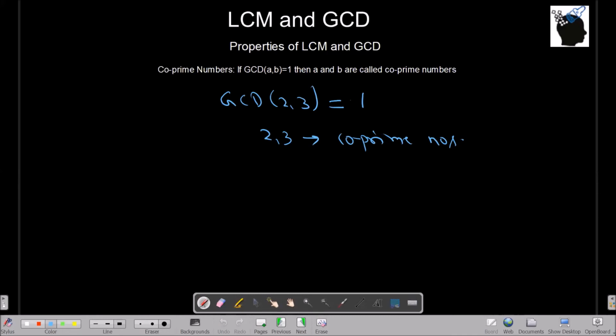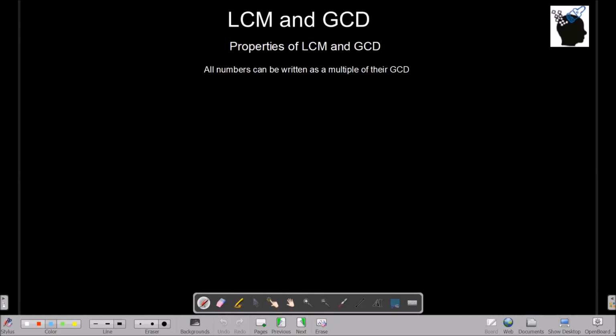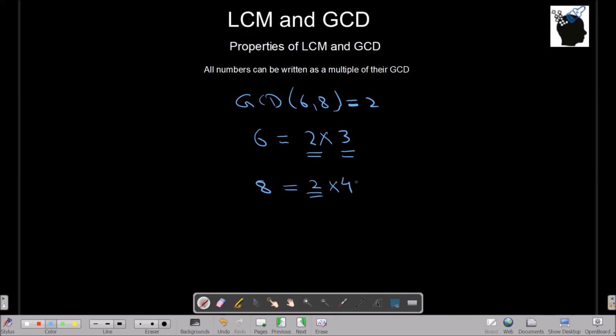Now all numbers can be written as a multiple of their GCD. Let's take two numbers as 6 and 8. So the GCD of 6 and 8 is 2. So what we are saying is, these numbers 6 and 8 can be written as a multiple of their GCD. So 6 can be written as GCD multiplied by some integer. Similarly, 8 can be written as GCD multiplied by some integer. So all numbers can be written as a multiple of their GCD.